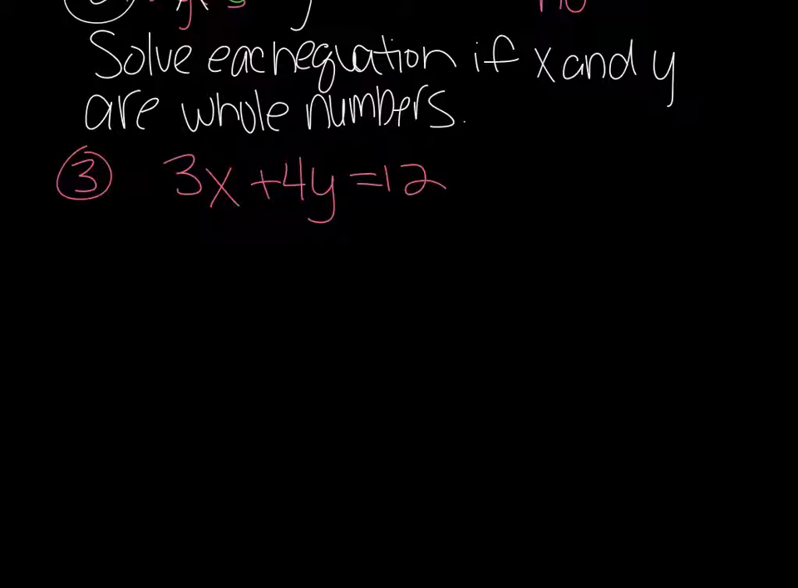3x plus 4y equals 12. Okay, so if x and y can only be whole numbers, one thing you could do is just start plugging whole numbers in for x and solve for y, okay? We could plug 0 in for x and then solve for y, and it wouldn't be too bad, right? But we'd have to solve every time, right? Wouldn't it be nice if we could just plug it in and simplify and we didn't have to solve?